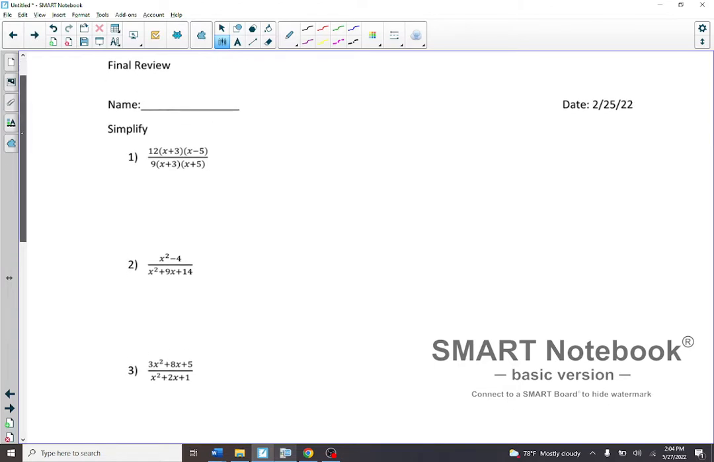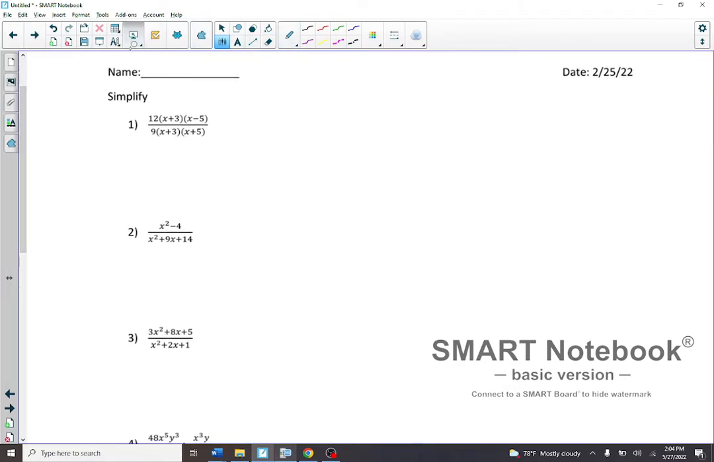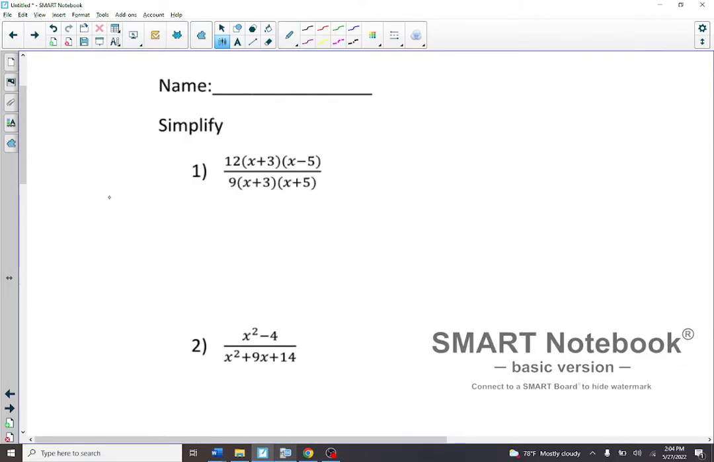All right, next one is the polynomial ones. Let's zoom in so it shows up better. So here, when you have polynomials, anything that matches, you could cross out. So x plus 3 cross out. X minus 5, x plus 5 do not match, so I cannot cross those out. But 12 and 9, I reduce to 4 and 3. So my final answer here is 4x minus 5 over 3x plus 5.